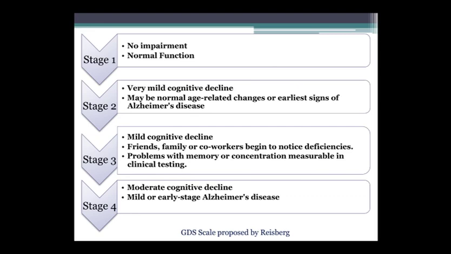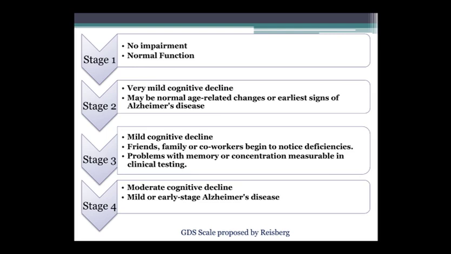The first stage is where there is no impairment and there is normal function. In the second stage, difficulties start to appear, and very mild cognitive decline is present. However, some of these difficulties could be age-related, and so this is when a big discussion about where mild cognitive impairment falls into this staging criteria, but I'm not going to go through that.